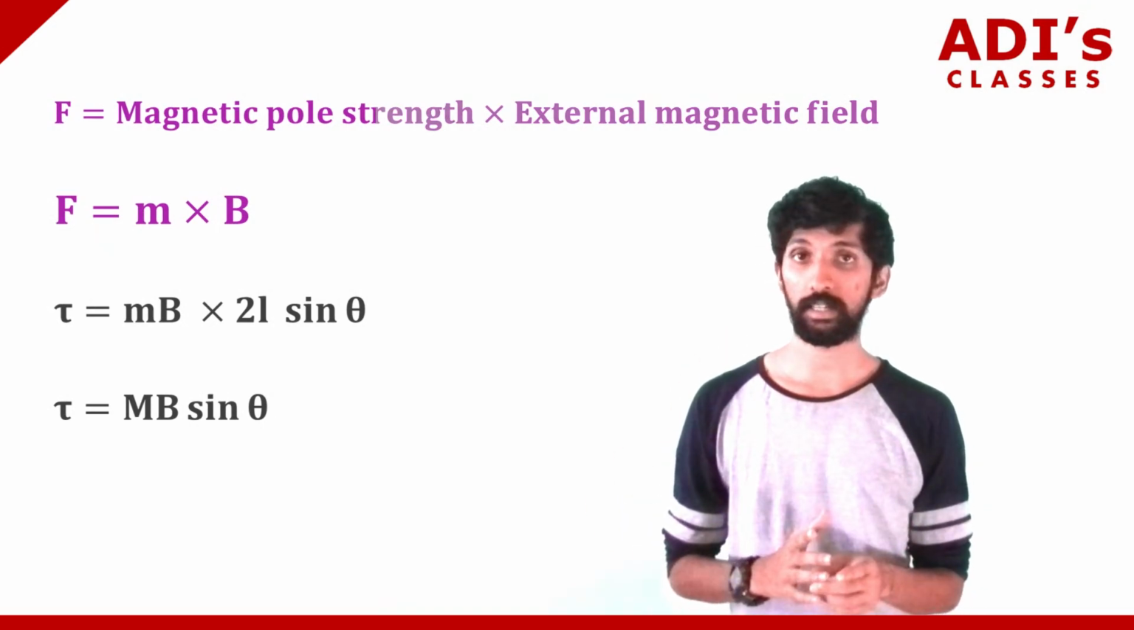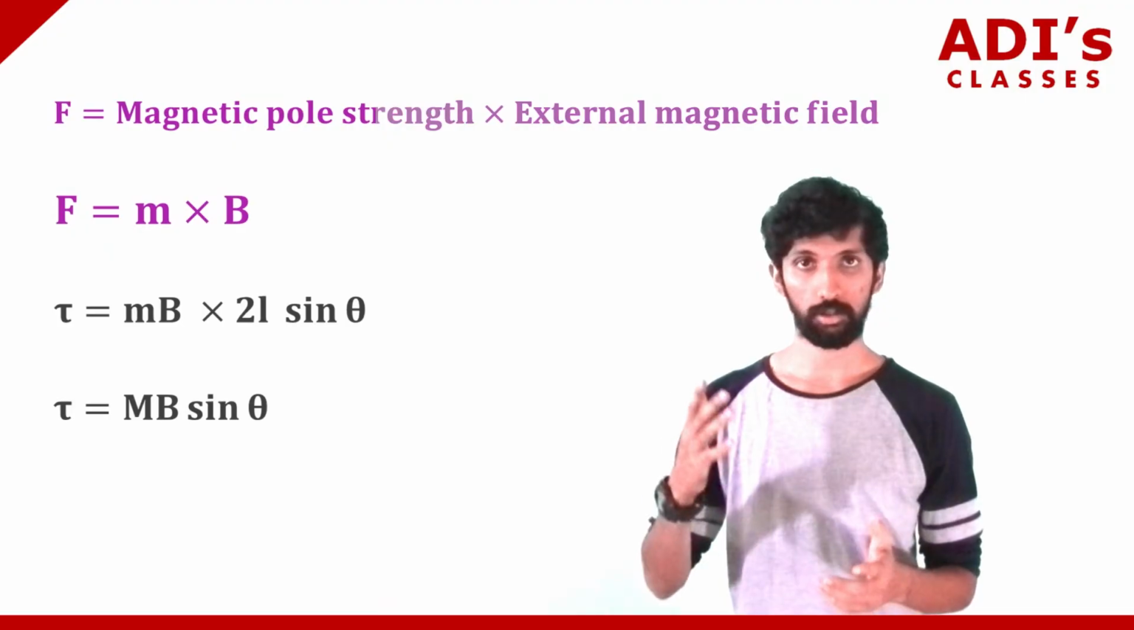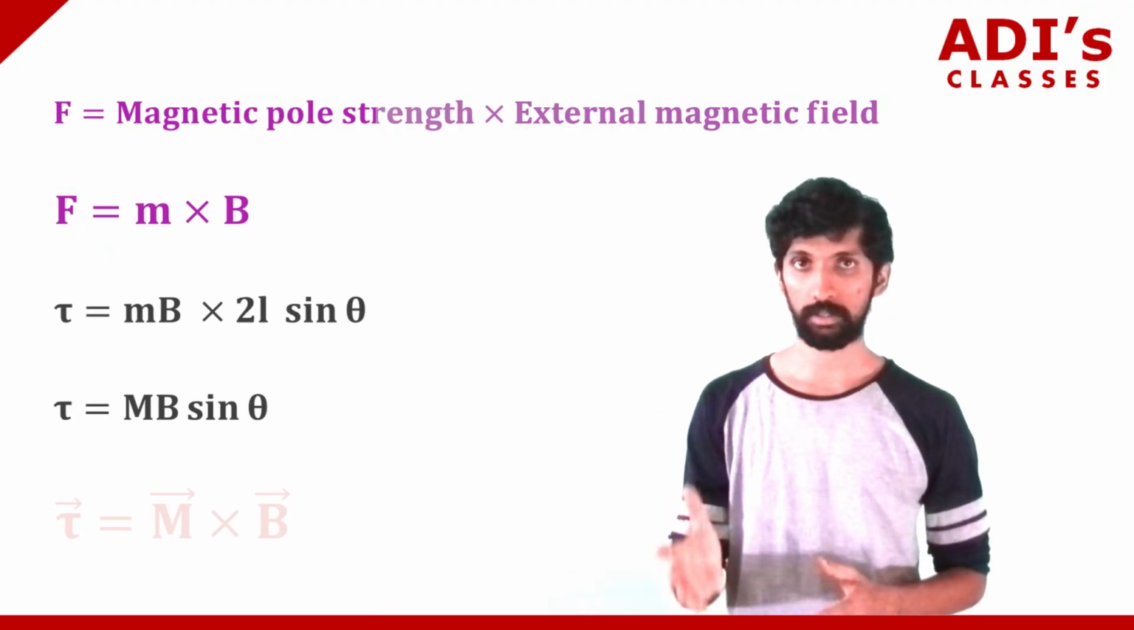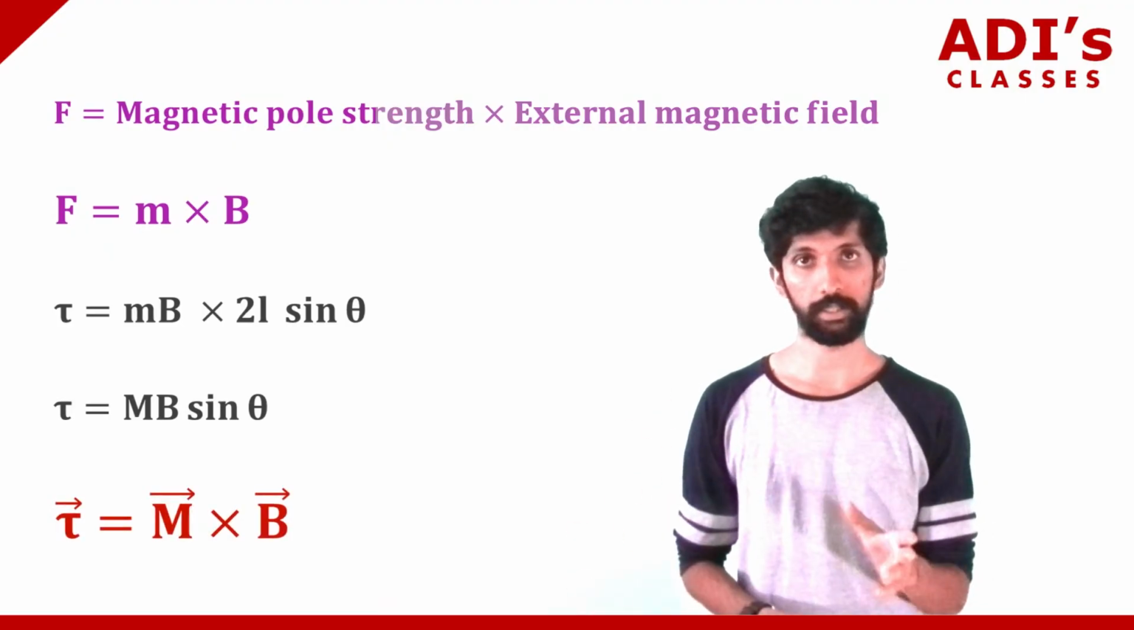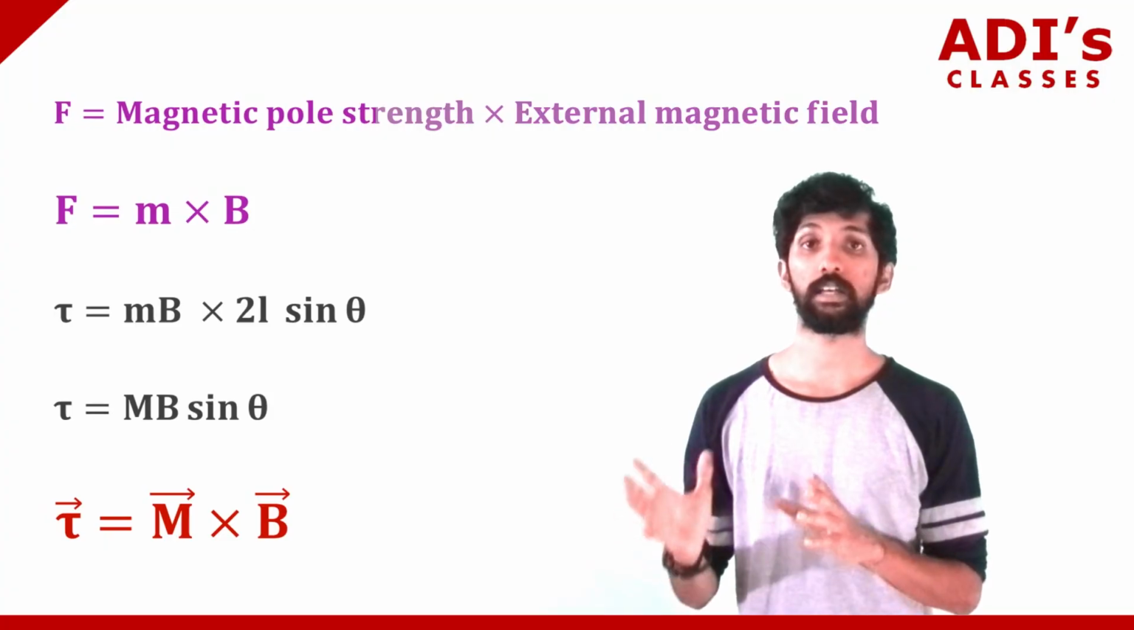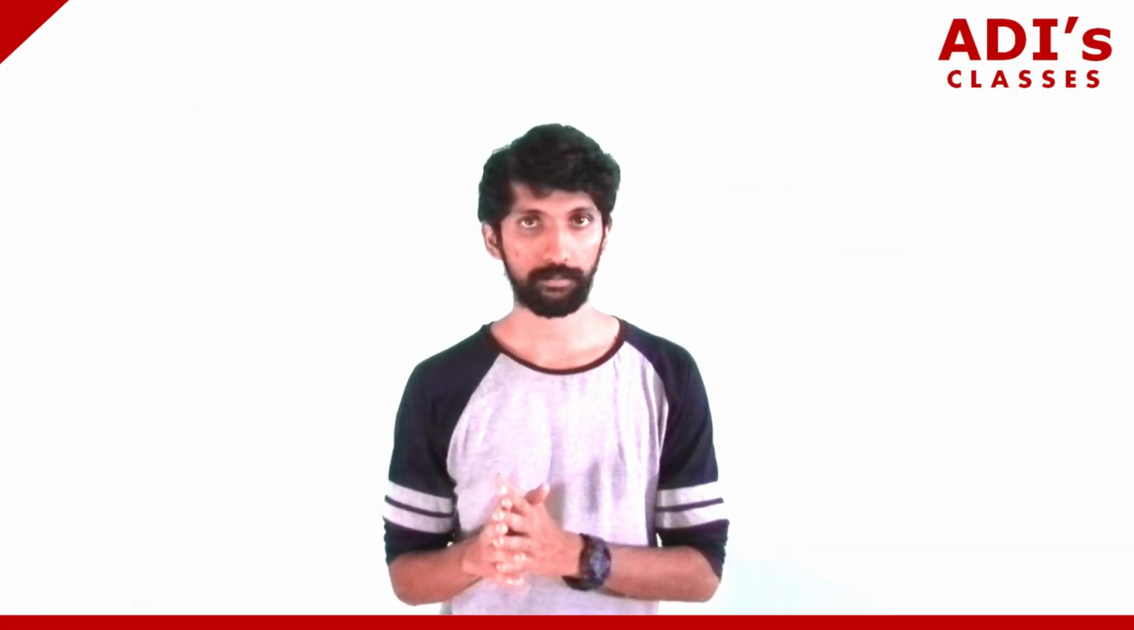Now MB sine theta is a vector product. So torque, tau, is equal to M cross B. Okay, so this is basically the formula for torque. Alright.